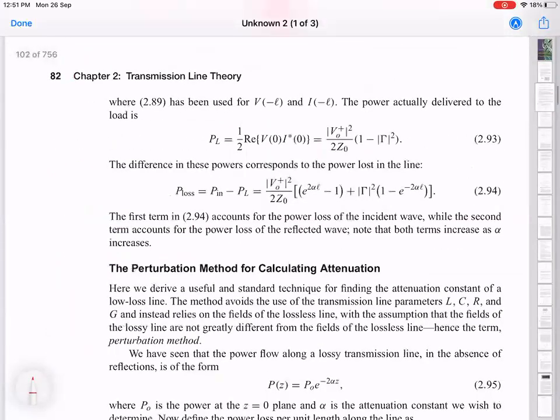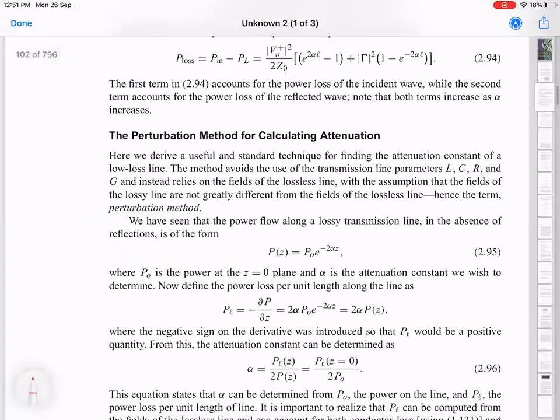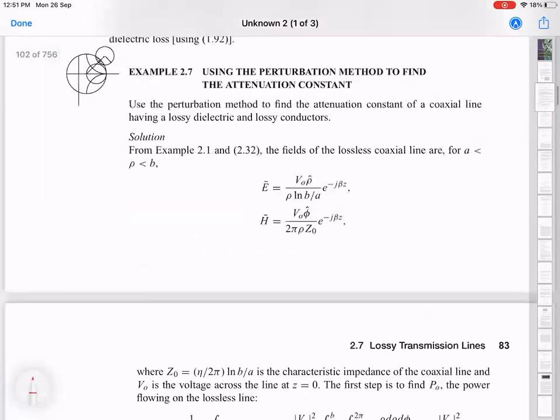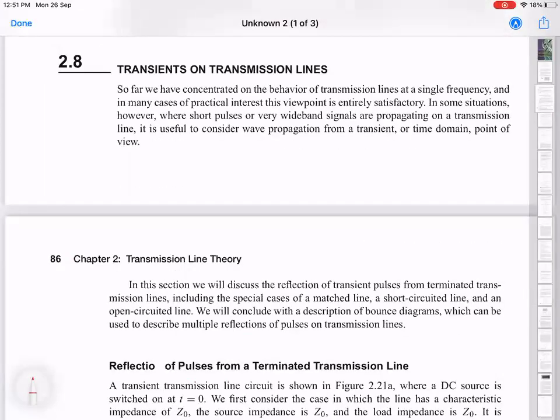So we then move to thinking about transients on transmission. We've sort of discussed this in the context of signals turning on and off. But there are some examples here which give you a nice picture of how to think about what's happening. And now we're going to think in time domain.